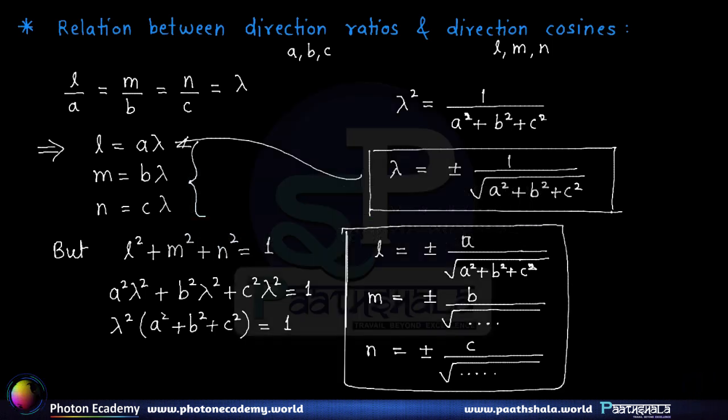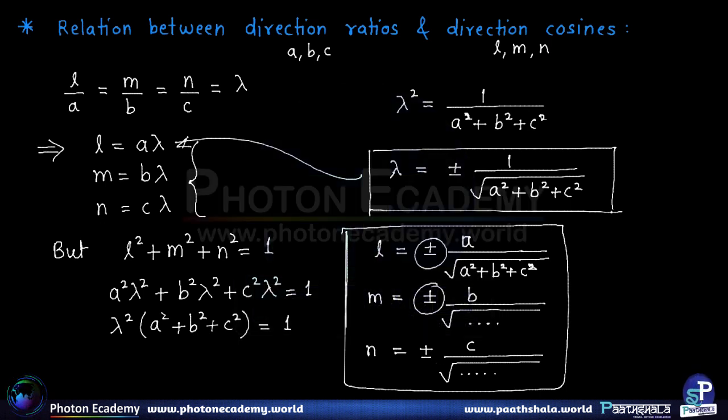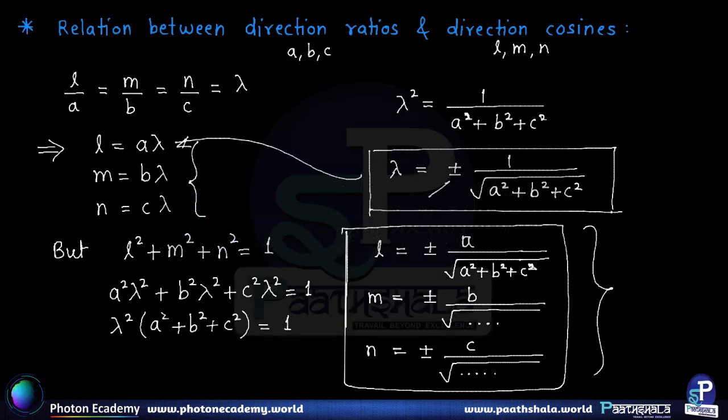But in these formulae, wherever we are seeing plus minus, it does not mean that for L you can pick any value, for M you can pick any value, and for N you can pick any value. No, it's not like that. What it means is that plus or minus comes from the two possible values of lambda. If you take a positive value of lambda, then in all three formulae of L, M, N you will have to consider the positive value only. On the other hand, if you consider the negative value of lambda, then in these three formulae you have to consider the negative value everywhere.